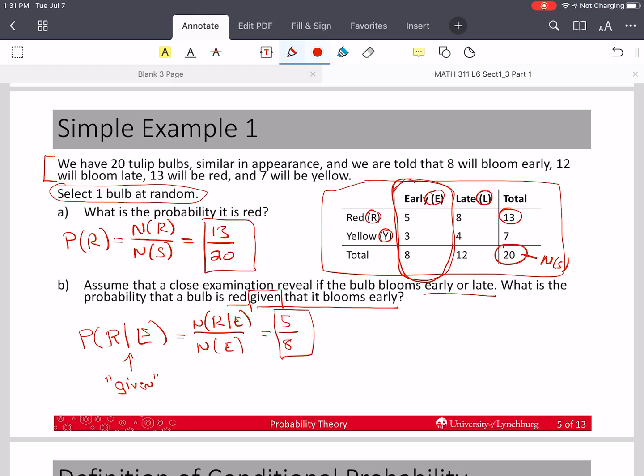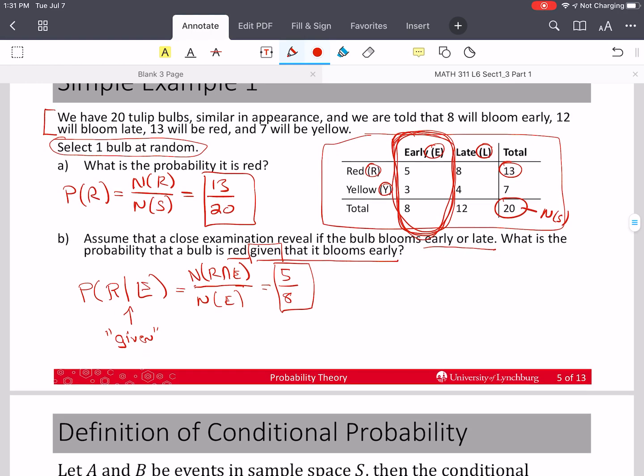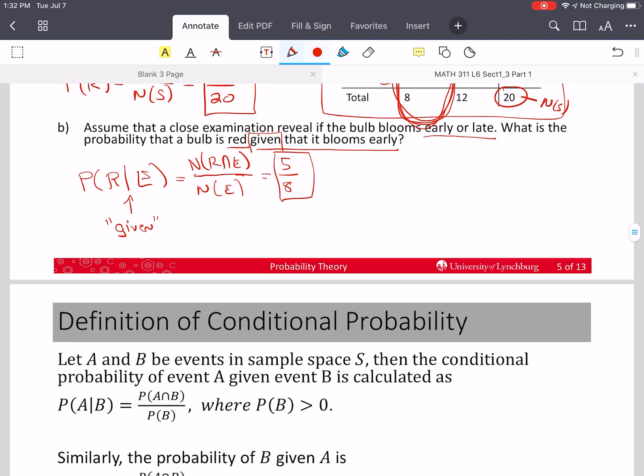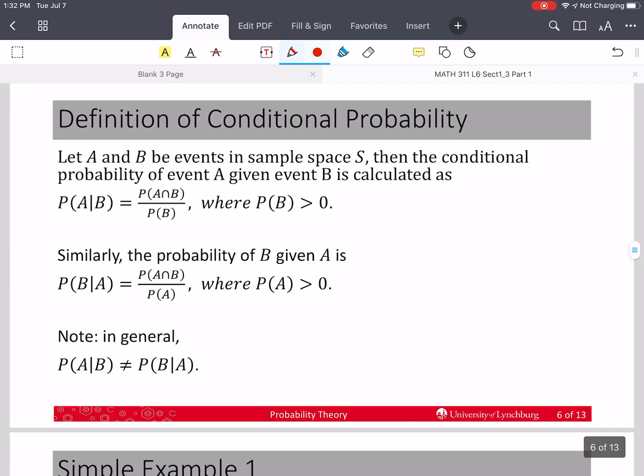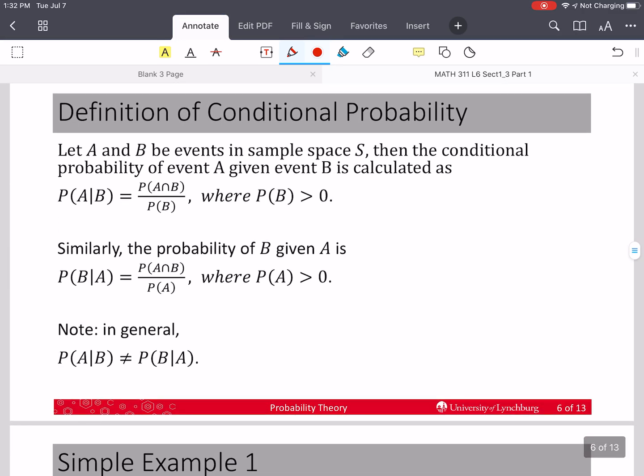Okay. Now, I'm sorry, I wrote this wrong. Up here, this is R and E. This is going to be the number of R and early, not given. All right. So it's 5/8. So we can just calculate the probabilities by limiting ourselves to the early situation. But we don't always have a table or a finite sample space, so we need to have a formal definition.